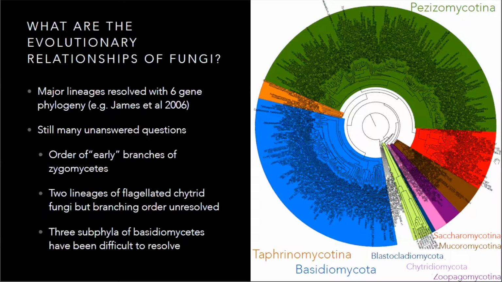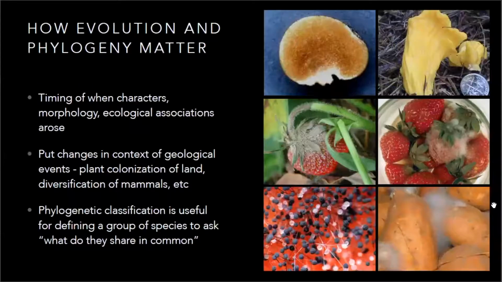So one approach to try to solve this problem is to sequence more. One question that we'd like to understand is how they're related, but why do we care about the tree? Having a tree of how they're related to each other allows us to look at when characters evolved. When did ecological associations arise? Did they arise multiple times? Not all plant pathogens come from a single origin, so we can time when those changes occurred.